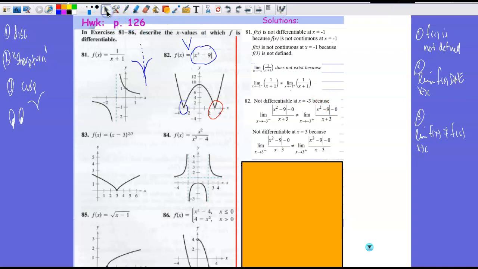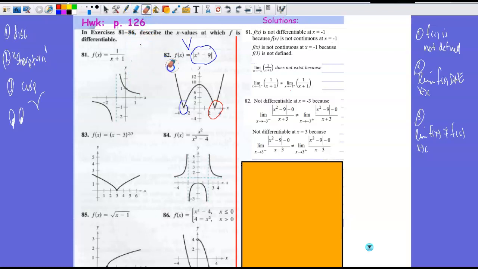The next thing is continuity. In number 82, the function is continuous at x equal to -3 and is continuous at x equal to 3, so we don't have a statement there. And the limit exists at x equal to -3 and x equal to 3, so we don't have to make a statement there. All right, moving on to number 83.